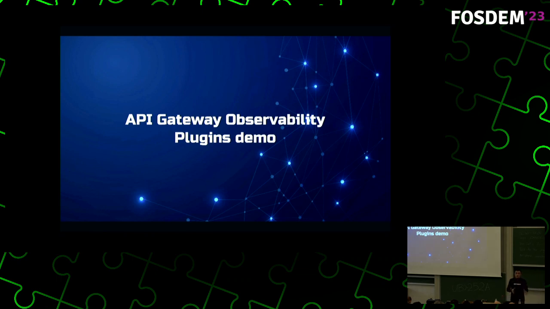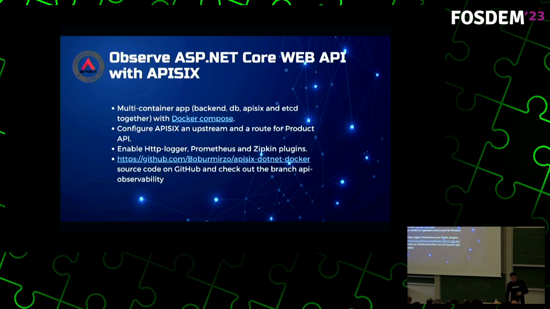Because we have a bunch of plugins, as I said, for API observability, this time I decided to choose the Prometheus plugin for my demo. Because, with respect to Fabian, I really like the Prometheus and Grafana integration. Now I will show you how you can easily enable this observability very fast.